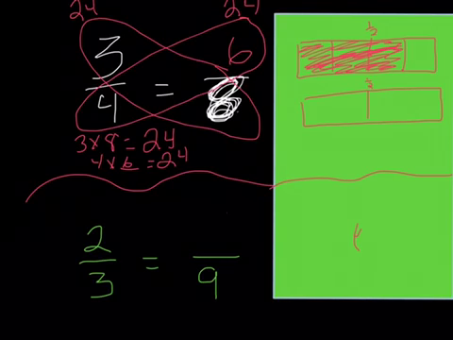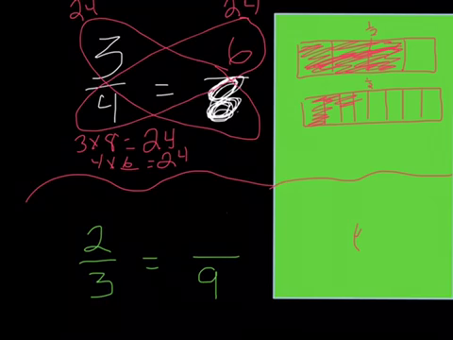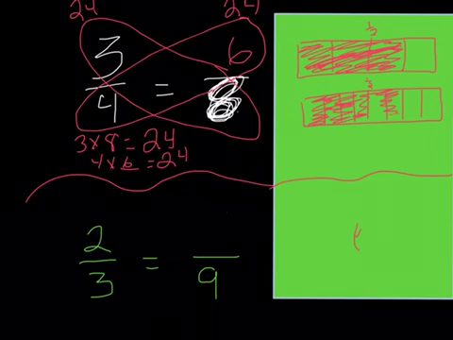6/8. Well, what's half of 8? It's 4. So I need 4 equal pieces on this side. And 4 on this side. And I'm going to count and shade in 6 of them. 1, 2, 3, 4, 5, 6. And when I extend my line, I see that 3/4 equals 6/8. So it's always good to double check yourself just to make certain that you've done this correctly.